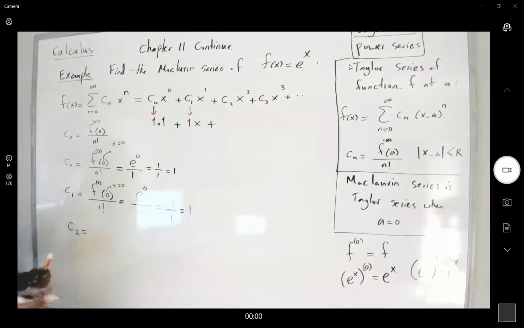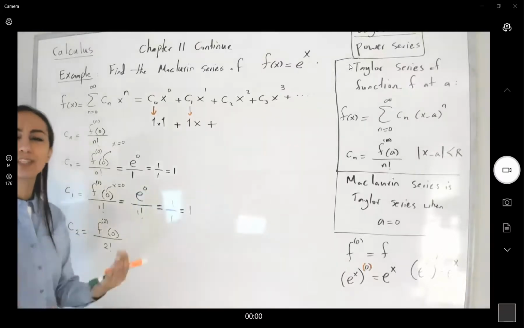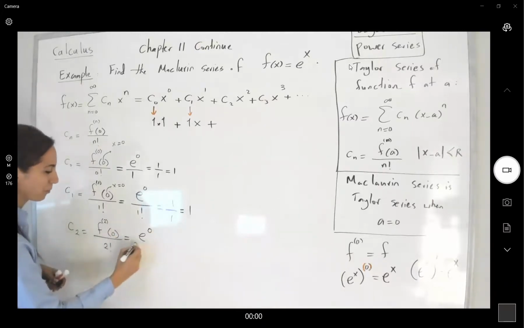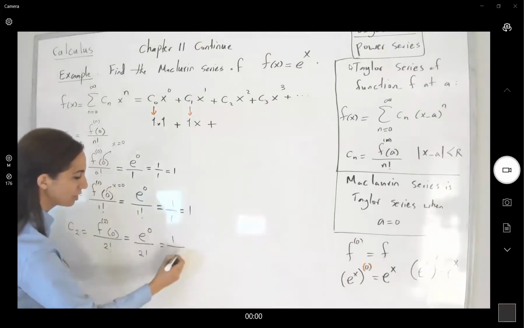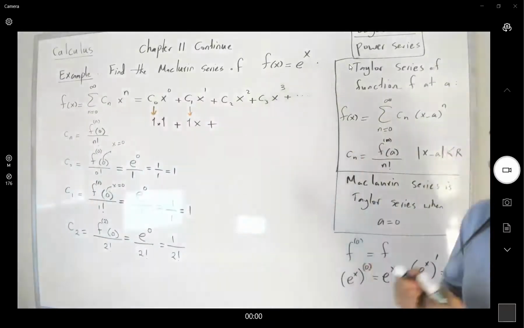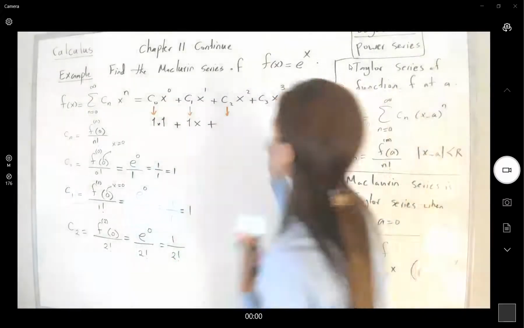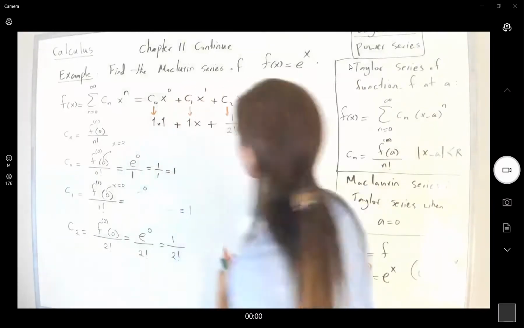Let us calculate c sub 2. c sub 2 is the second derivative of f evaluated at 0 divided by 2 factorial. The second derivative of e to the x is also e to the x, but what is x? x is 0. So e to the power 0, which is 1, divided by 2 factorial. So this is our c sub 2: c sub 2 is 1 over 2 factorial, times x squared, plus c sub 3.